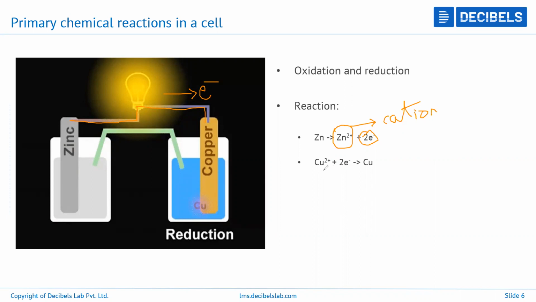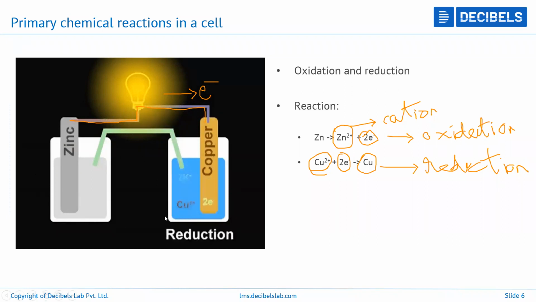On the other hand, copper will undergo combination, where you can see copper ions and the two electrons released from zinc will combine to form copper. These are the two primary reactions that occur. The first reaction is called oxidation, and your second reaction is called reduction.